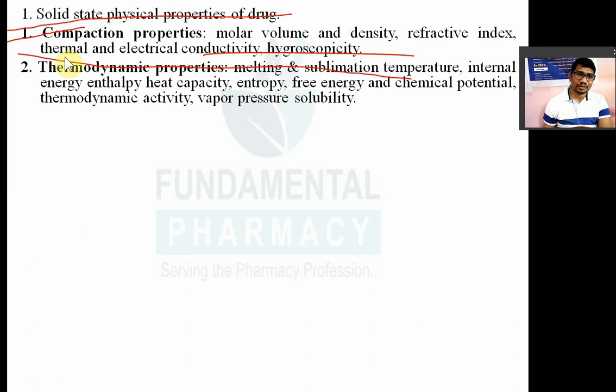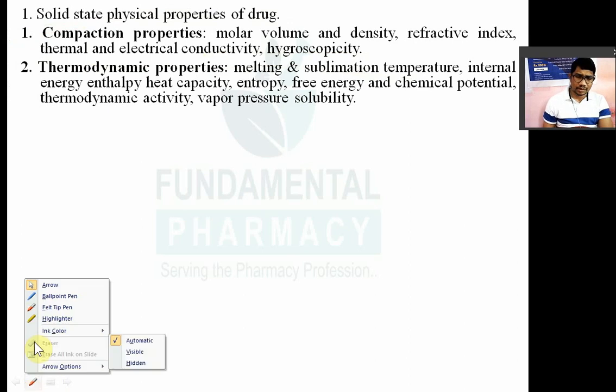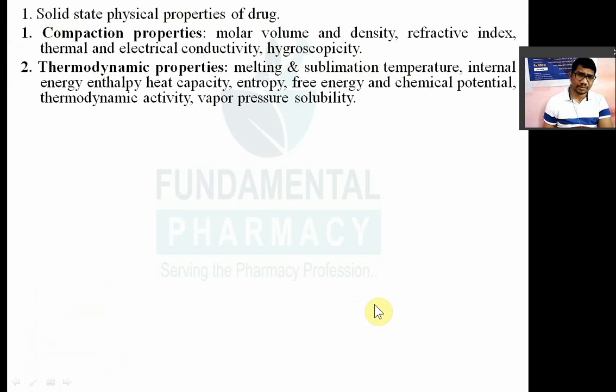Then thermodynamic properties. In the thermodynamic properties, it means there is involvement of some kind of heat. In that melting point is there, sublimation is there. Melting point, sublimation, enthalpy, entropy, heat capacity, free energy, then chemical potential, thermodynamic activity, vapor pressure, solubility. So in the thermodynamic property, you have to study these properties of chemicals. Thermodynamic में क्या पढ़ना है आपको? Melting point पढ़ना है, boiling point पढ़ना है, sublimation पढ़ना है, melting, boiling temperature, internal energy, that is enthalpy, heat capacity, entropy, free energy, chemical potential, then thermodynamic activity, vapor pressure, solubility, etc. So these are the thermodynamic properties.